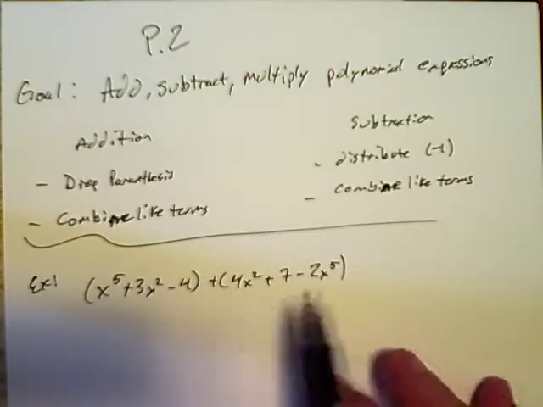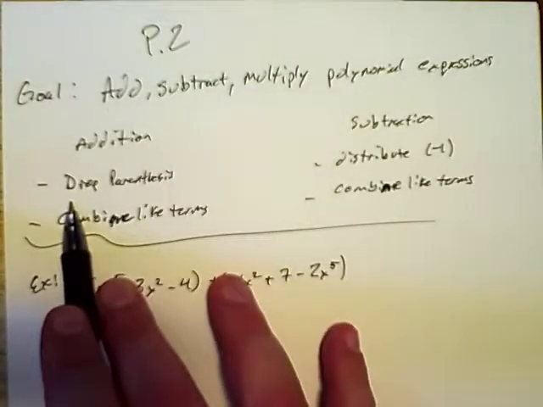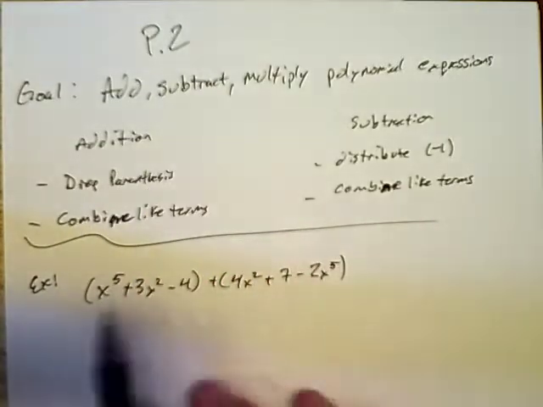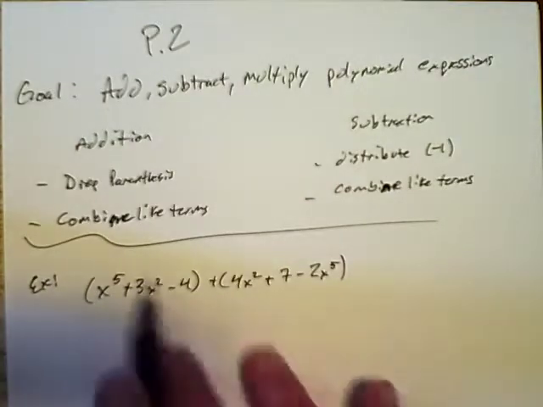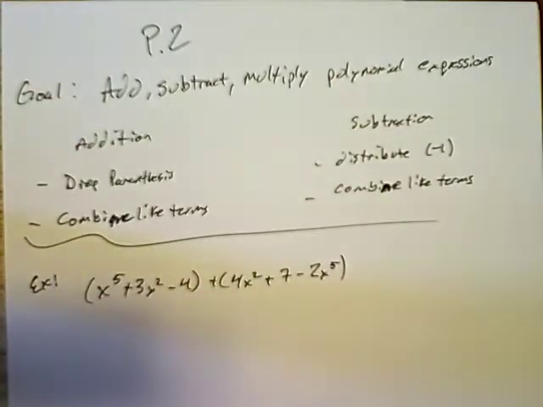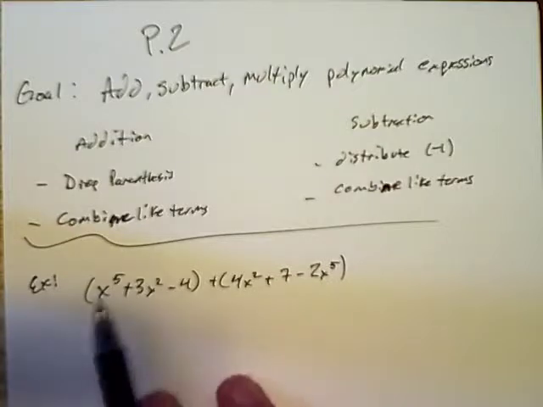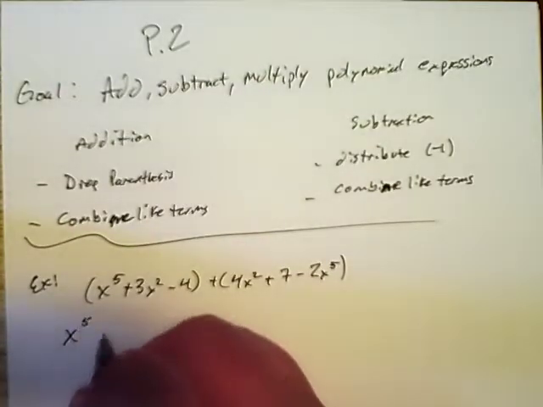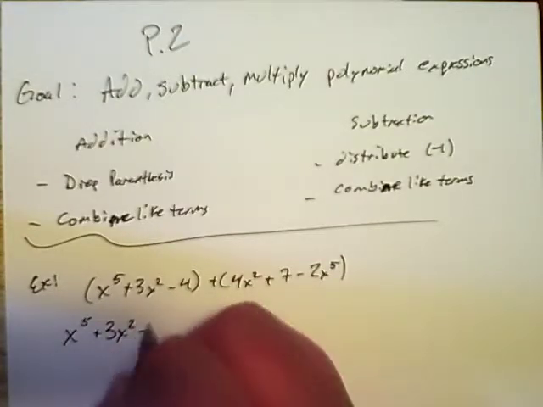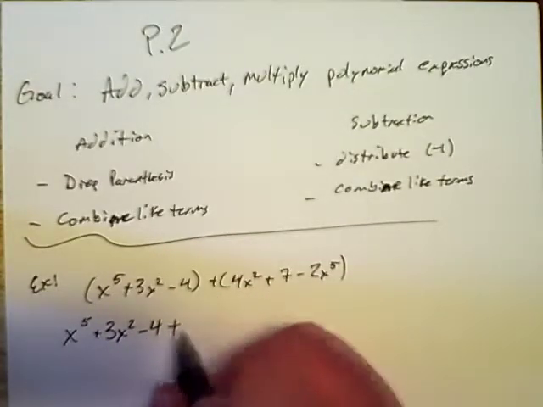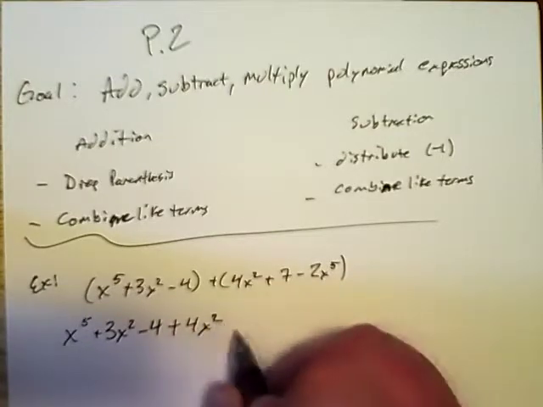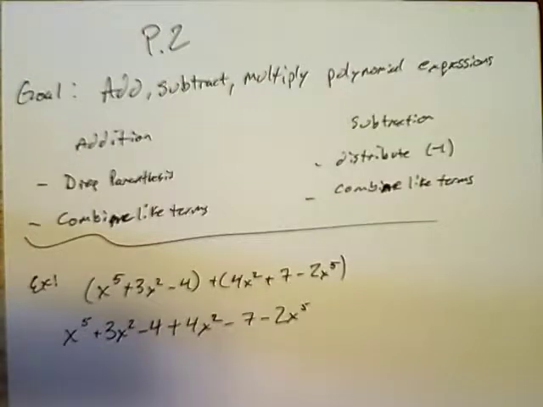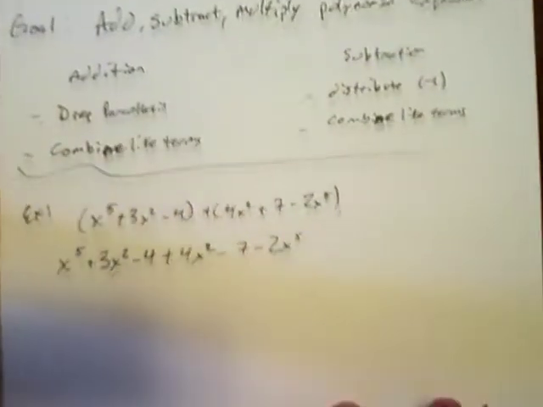We're adding these together. So, following the simple directions here, I'm going to drop the parentheses and rewrite this exactly the way I see it. And then on my next step, I'm going to combine like terms. So rewriting this exactly the way I see it, I get x to the fifth plus 3x squared minus 4 plus 4x squared minus 7 minus 2x to the fifth. And now I can combine like terms.